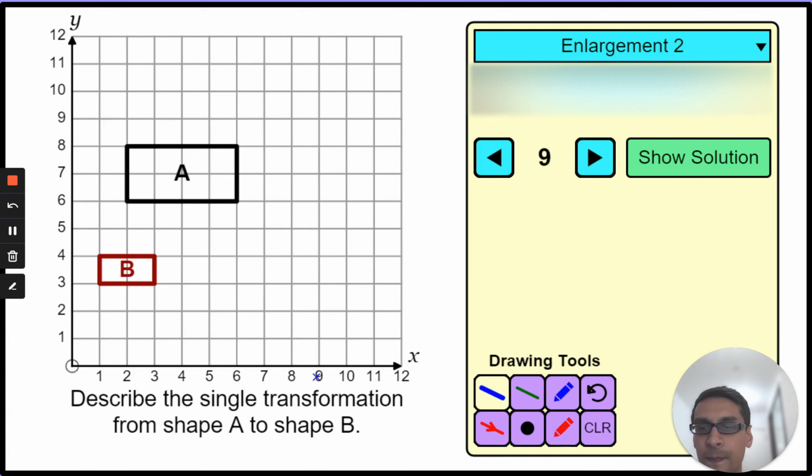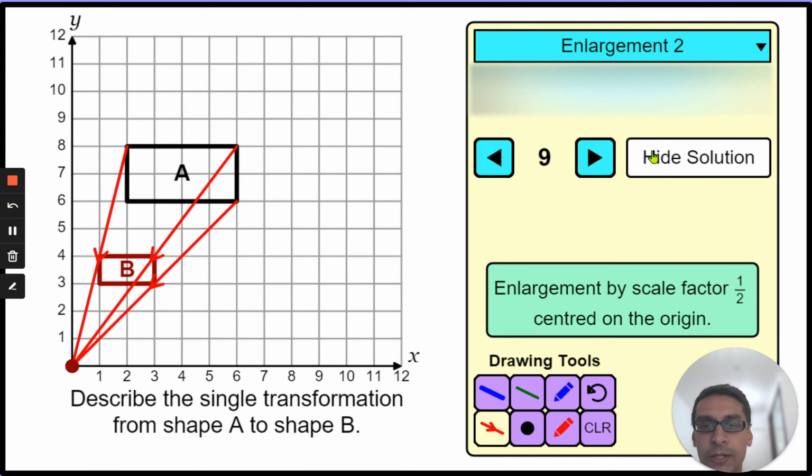Okay, question 9. Describe this transformation from shape A to shape B. So we're going from the big shape to the small shape. So it's a fractional scale factor between 0 and 1, and we need to work out the fraction. From this we can just see the length goes from 4 to 2, so the scale factor is going to be a half. In terms of where the center of enlargement is, we draw the ray lines for that. So in this case, we can see it looks like they're going to meet in the origin there, and that's your answer. So it's an enlargement, scale factor half, about the origin, 0, 0.